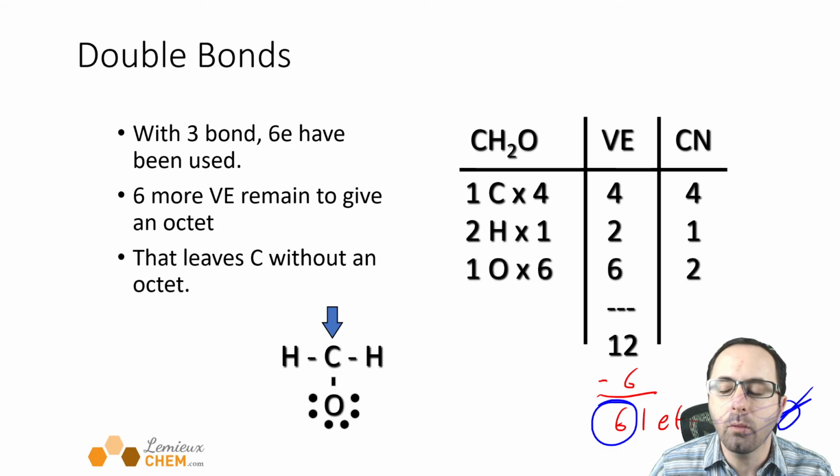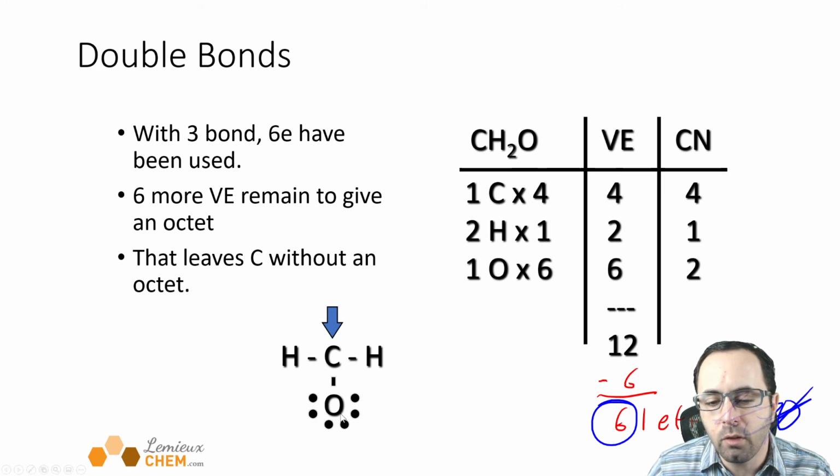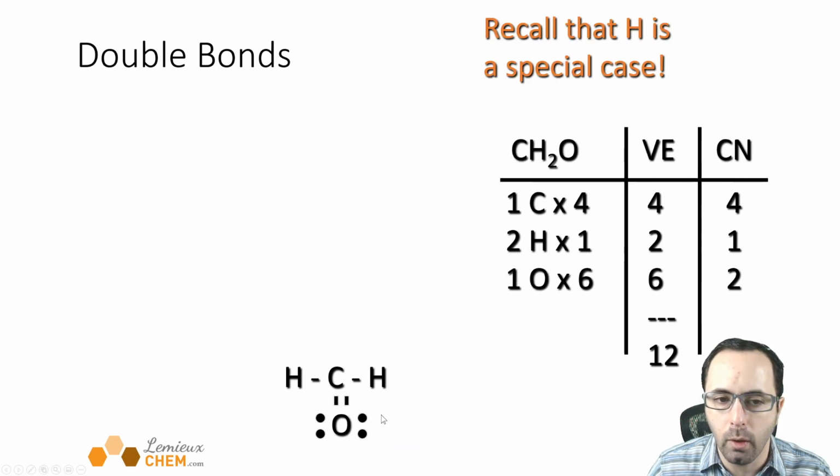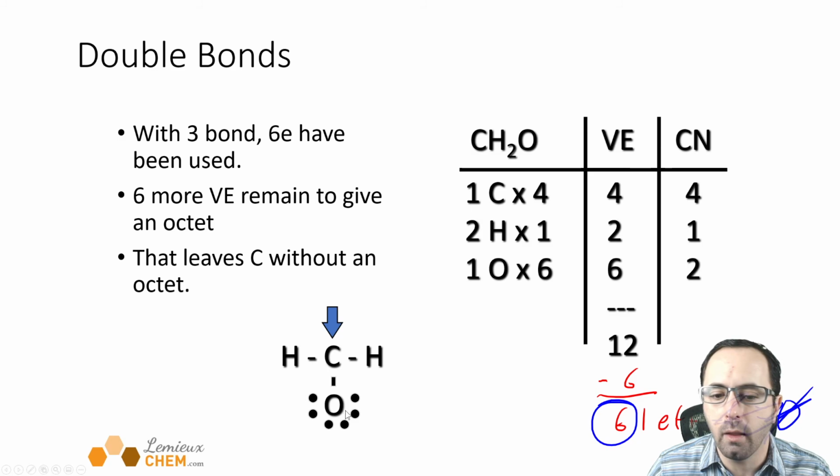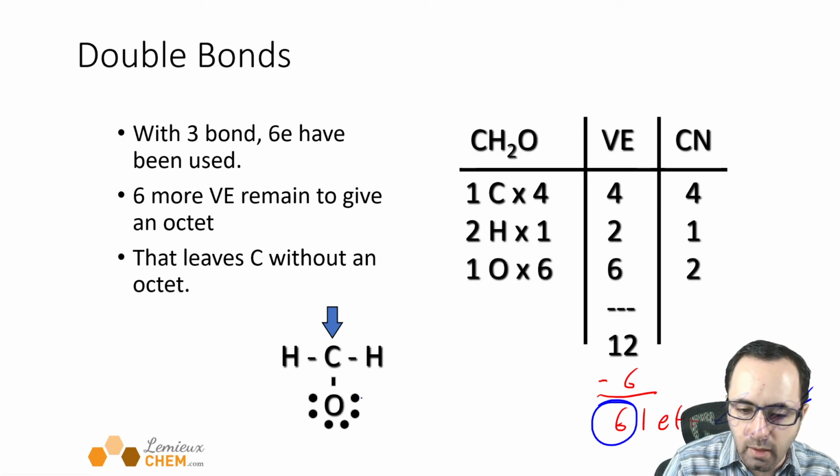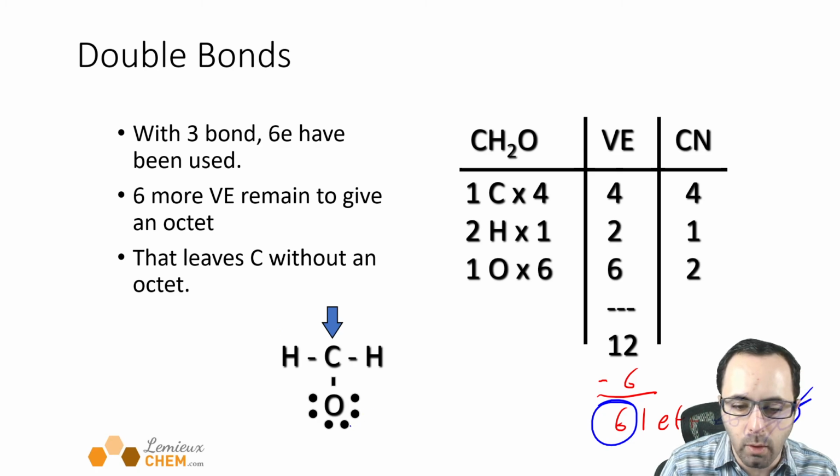And this is where we use step 5. You only use step 5, and you only make double bonds, if you've tried to give every atom an octet, but you ran out of electrons, like we did here. We ran out of electrons, and carbon still does not have an octet. And so now we're going to apply rule 5.